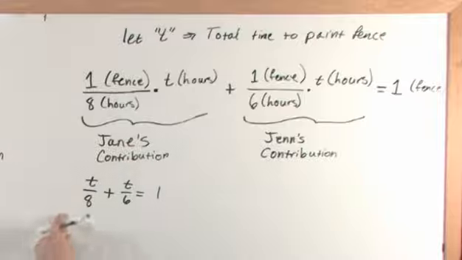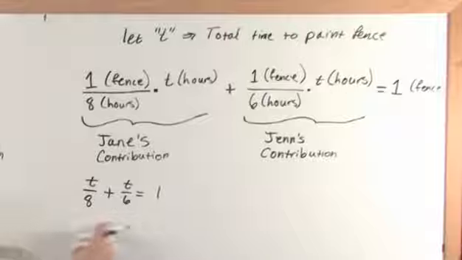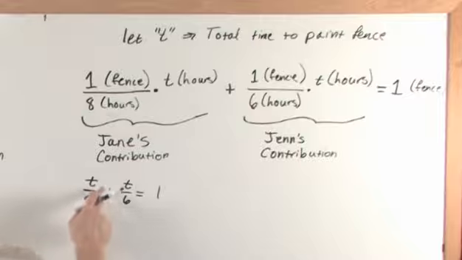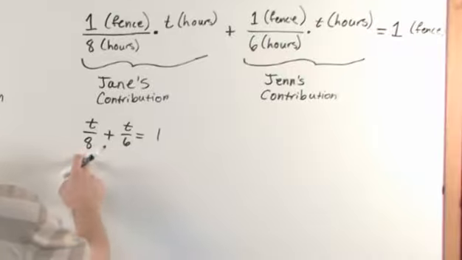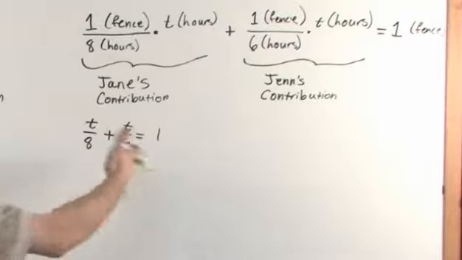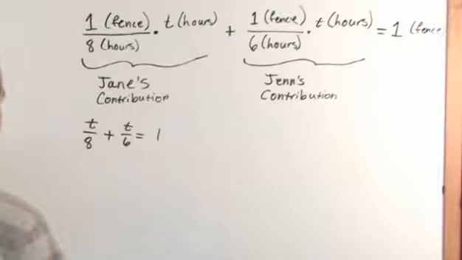Okay, now we need to solve this for t, but I have two fractions here, and I can't really just add them in their current form. So I need to find a common denominator so I can actually solve this. What I want to do is transform these fractions into fractions with the same number on the bottom, so that I can then add them, combine those terms, and solve for t. That's the only way I'm going to be able to do it.